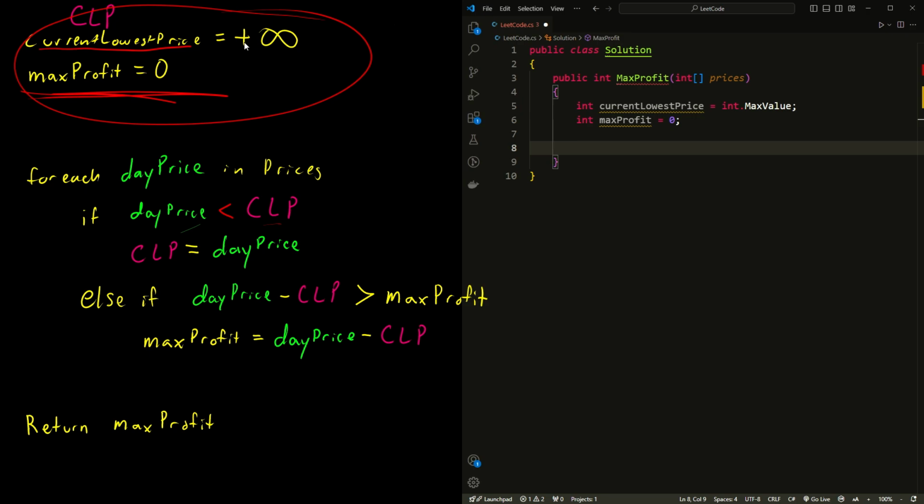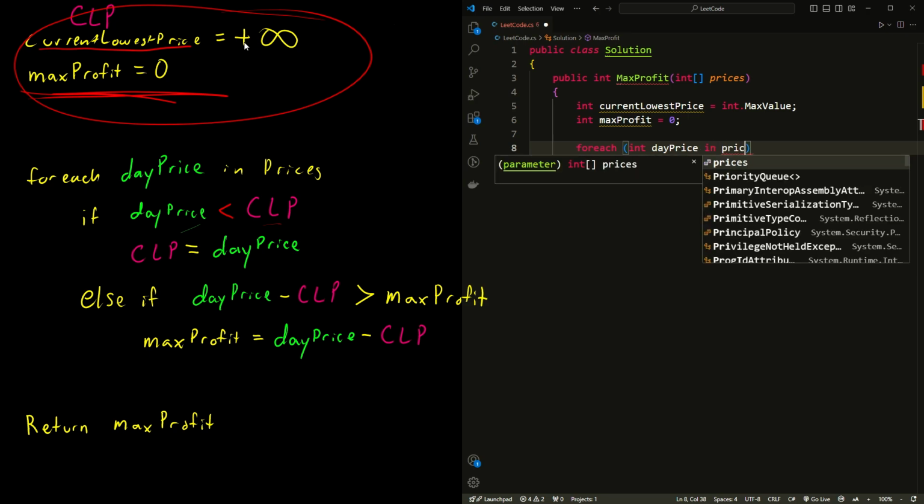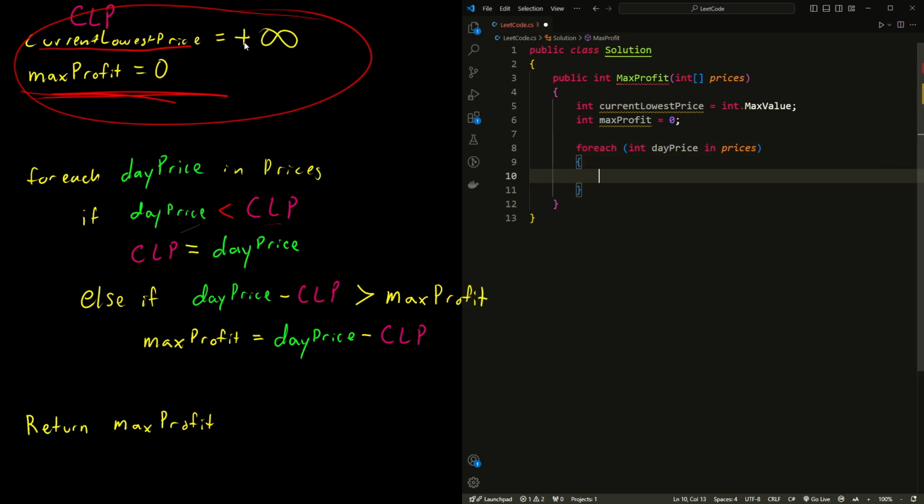Now we'll have to loop through every single day price in the array. So let's do that. For each, remember everything is an int, so int, we'll call it day price, just like we did in the example. We're saying we want to loop through everything in prices, because prices is the name of the array. For every price that I run into, I'm going to call it day price, and I'm going to do something with it down here for every single price.